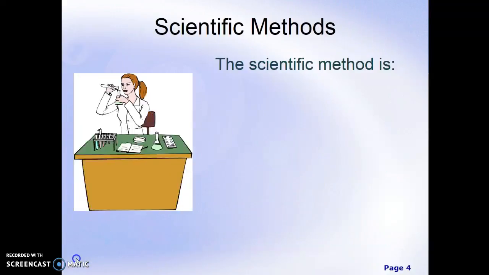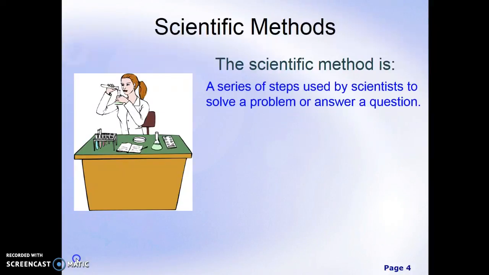Okay, so let's look at the scientific method. One of the most important parts of this presentation. The scientific method is going to be a series of steps to keep a scientist organized to solve a problem or answer a question. Okay, so you're going to develop questions in here, and then we're going to find a way to solve that problem or answer that question. So we're going to look at those steps of the scientific method.